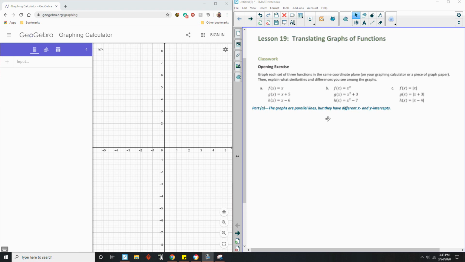Okay, so moving on to part B, let me clear this and we'll start B. Okay, everything's clear here. Now we're going to do part B. F of x equals x squared, g of x equals x squared plus 3, and h of x equals x squared plus 7. All right, so now this is a parabola. So let's switch to green this time.